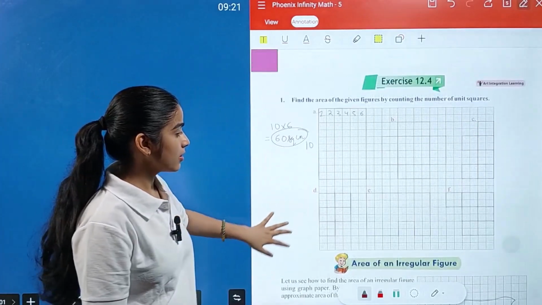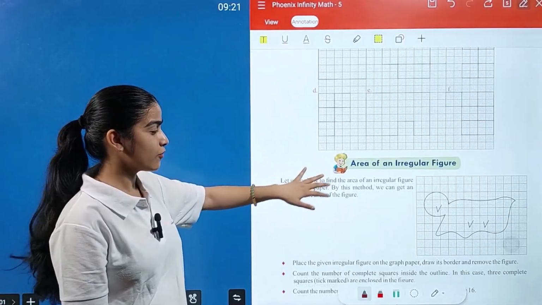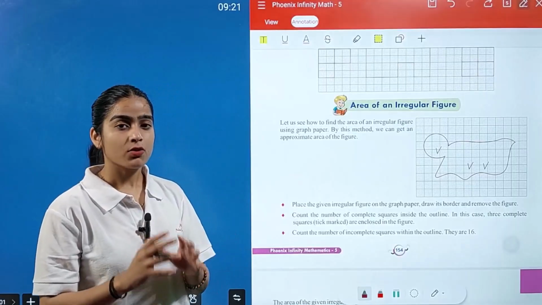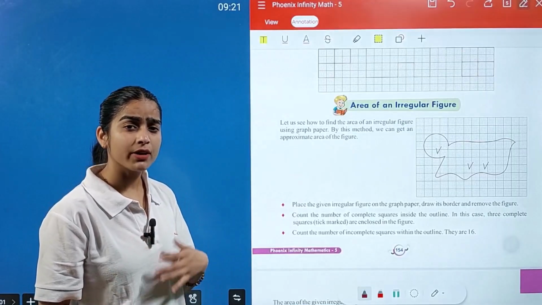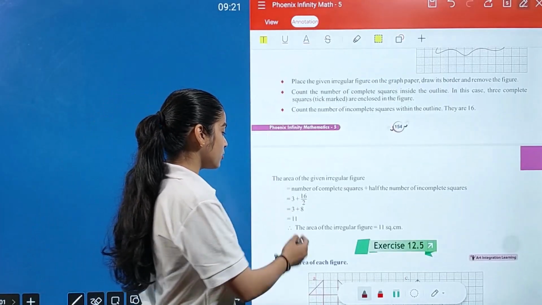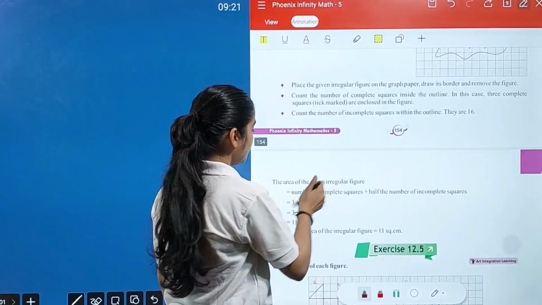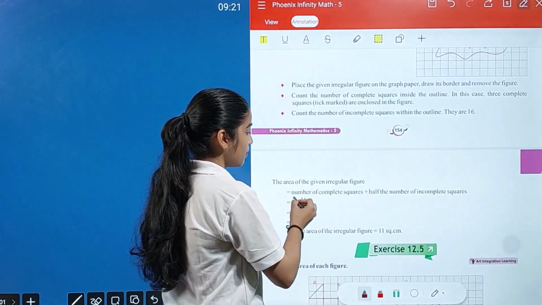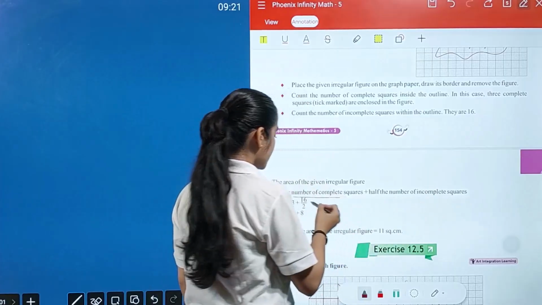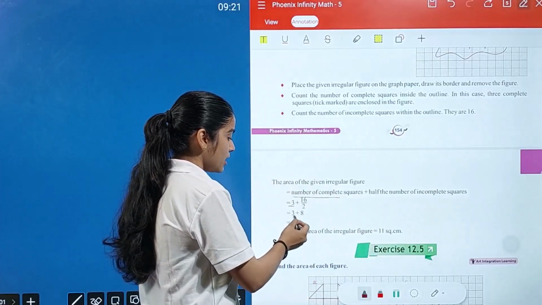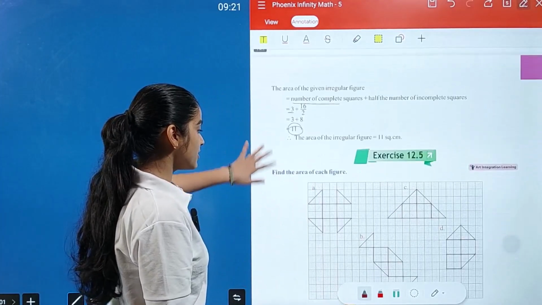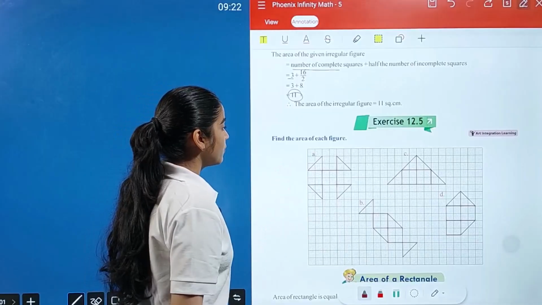So these are the regular figures we have. If we have this kind of figure, so what we have to do in that case, we have to count how many full squares we have, how many half squares we have, and how many less than half squares we have, and then we have to add them together and you will get your answer. For example, the area of the given irregular figure, number of complete squares are 3, half the number of incomplete squares are 16 by 2. So you have to take 3 plus 8 and this is your answer 11. So 11 square centimeter.